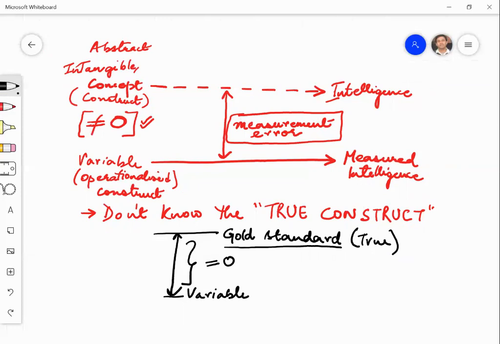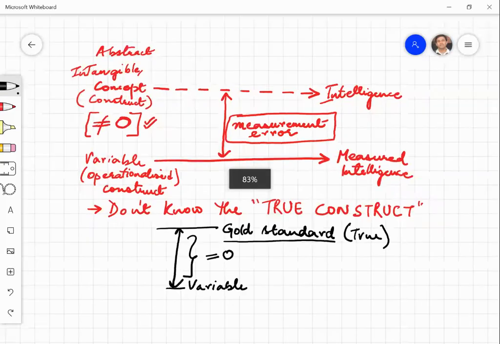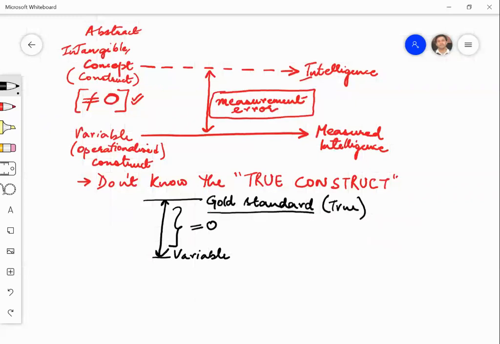We don't know what intelligence is. It is just a concept. We don't know what would be the true standard for intelligence. We are just making some informed guesses. And therefore, to say that we have accurately captured intelligence, well, that is a big leap of faith, and we should not engage in that kind of science where we say that, even though I did not know what the true thing is, I have measured it perfectly.